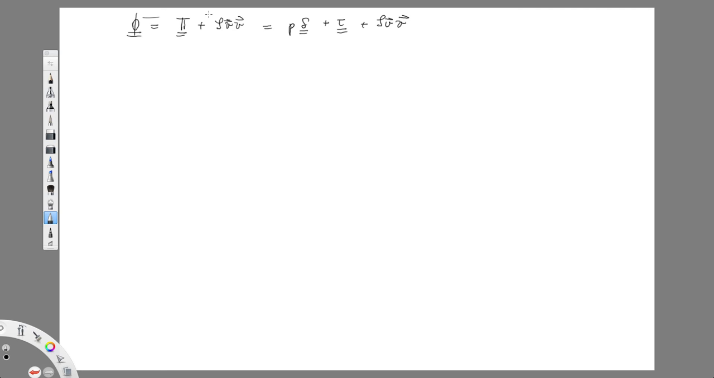So these are matrices, right? I'm looking at phi xz and phi zz. So what is my phi xz? It's going to be the xz component of this. What is the xz component of pressure times identity matrix? Zero. Plus tau xz. Plus, what is the xz component of this? Vz. Okay.